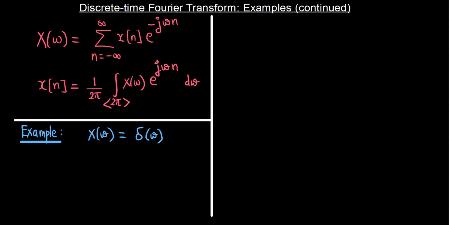So this x of n, as given by the formula, we know this x of n is 1 upon 2 pi, integration over a period of 2 pi, this X of omega, which is delta of omega, and e power j omega n d omega. So now we must observe this integration.